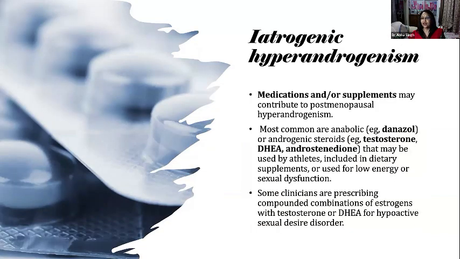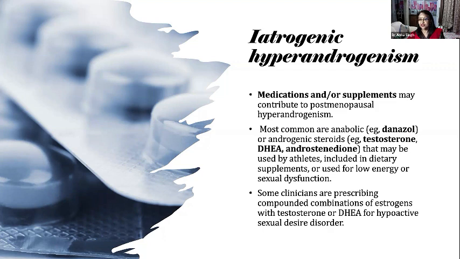So this iatrogenic hyperandrogenism, I need to talk a little bit about it. One thing is you have to rule out any medications or supplements she's having. Another thing is, what are the drugs? There may be anabolic or androgenic steroids, like danazol, which she may have been consuming earlier for endometriosis, or some androgenic steroids she's taking like testosterone, DHEA, androstenedione. Sometimes these are used by athletes, sometimes they are included in dietary supplements, and sometimes they are used for low energy and better sexual performance.